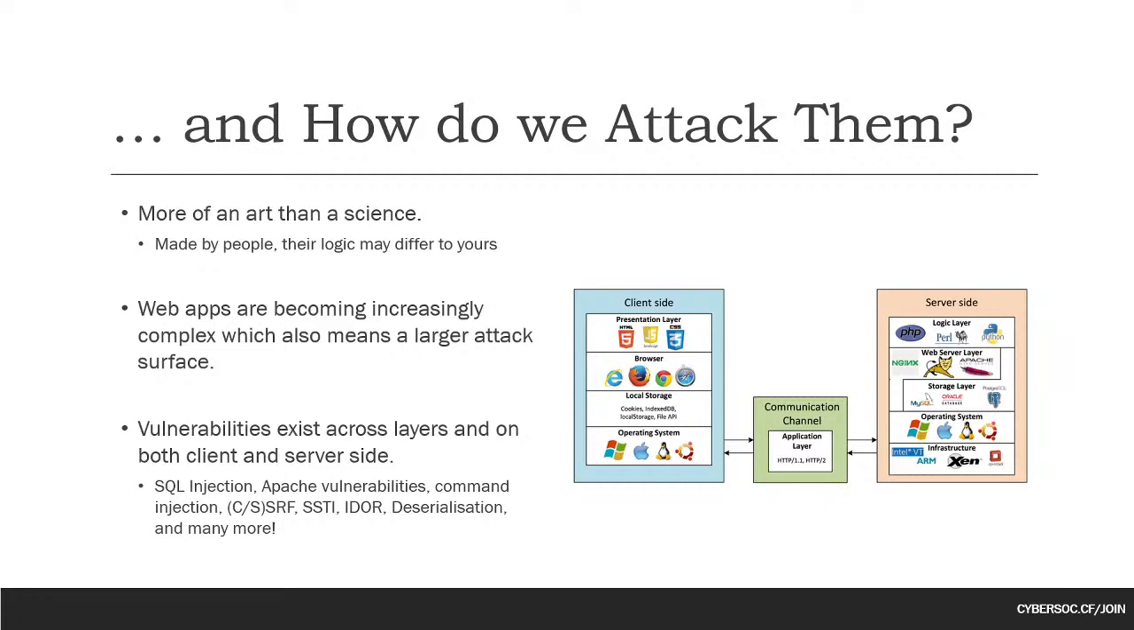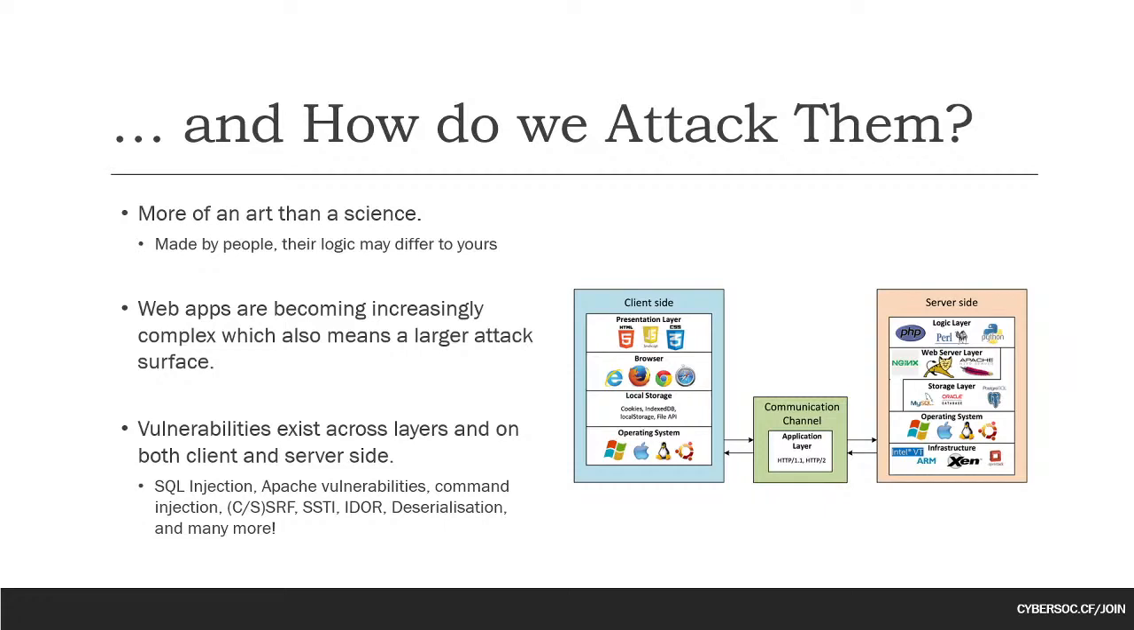So now you know roughly how a web app works. How do we go about attacking them? Really, it's more of an art than a science. Web apps are made by people, and people have their own logic. Their logic might be different to yours and might not make sense to you, but there was a logic behind their decision making. So when we try to attack a web app, we have to understand this logic and try to see it from their perspective.